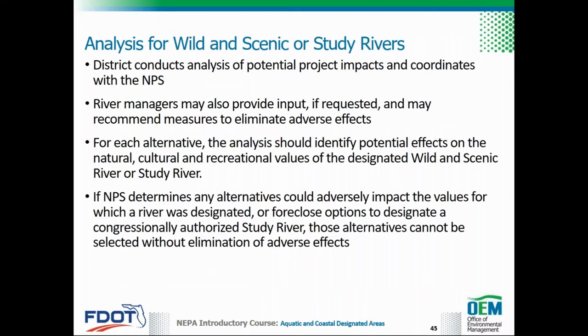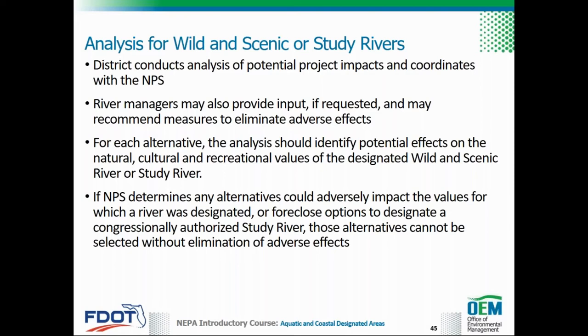During the PD&E phase, the district conducts analysis of potential project impacts to designated wild and scenic rivers or study rivers and coordinates with the National Park Service during this analysis. River managers may also provide input for the analysis if requested and may recommend measures to eliminate adverse effects. For each alternative under consideration, the analysis should identify potential effects on the natural, cultural, and recreational values of the designated wild and scenic river or study river.